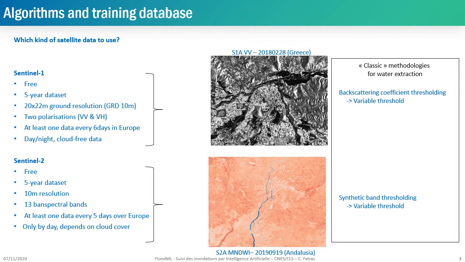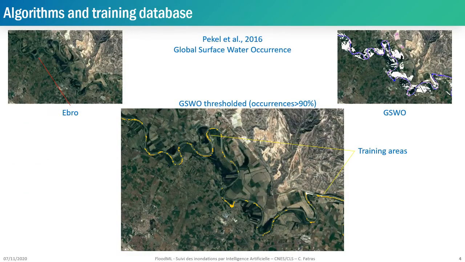And what we have to keep in mind is that the classic methodologies for water extraction from those data use thresholds, backscattering coefficient thresholding, for instance, for SAR data, and thresholds applied to synthetic bands, as we can observe here with the MNDWI in this particular case. So what we want to develop is an algorithm which can get rid of those thresholds to automatically detect those watered areas without any supervision.